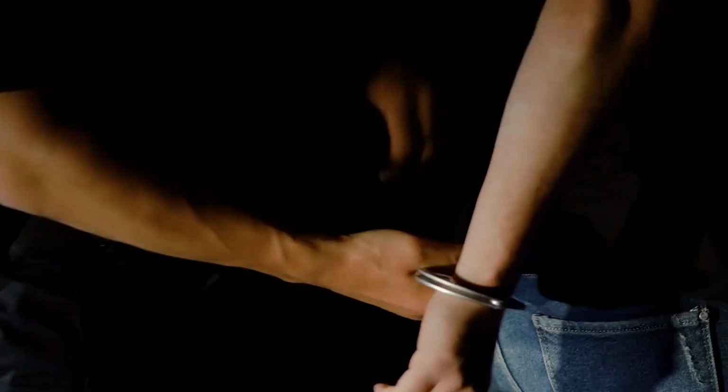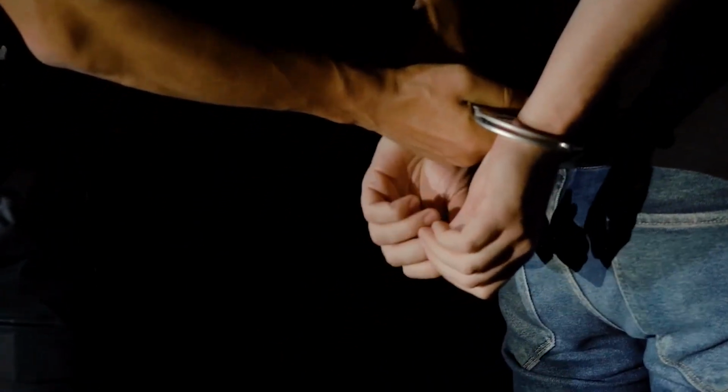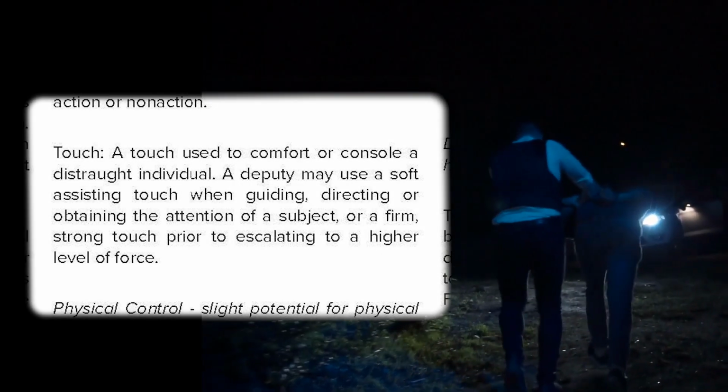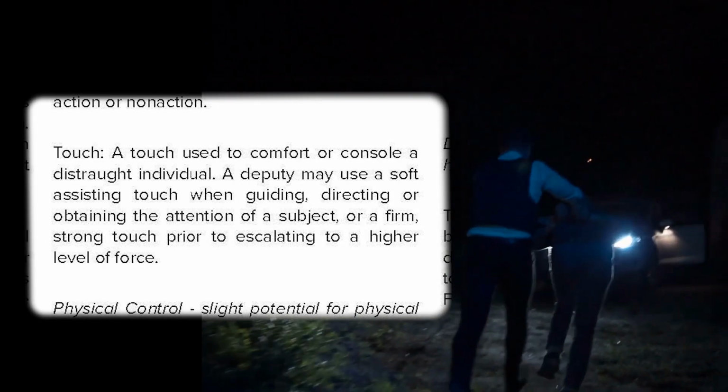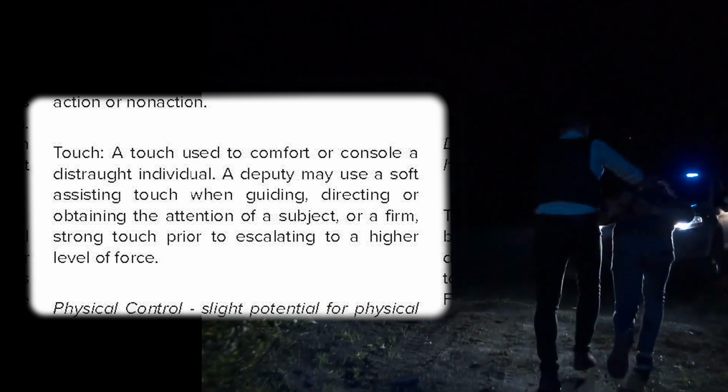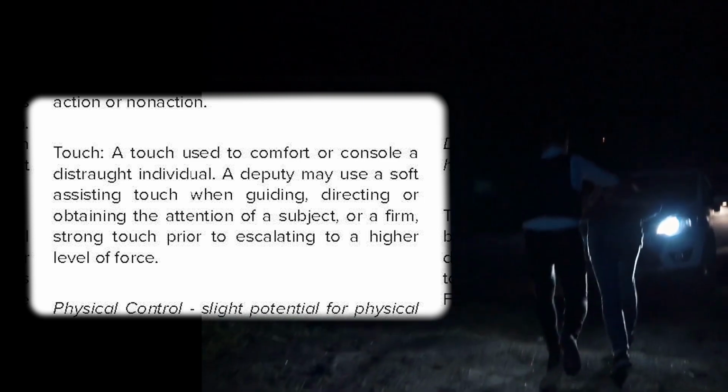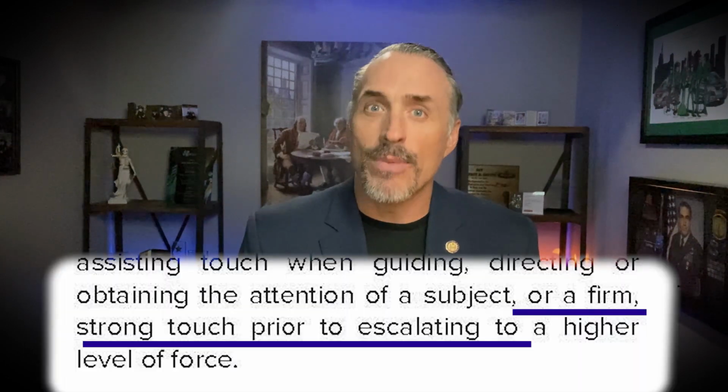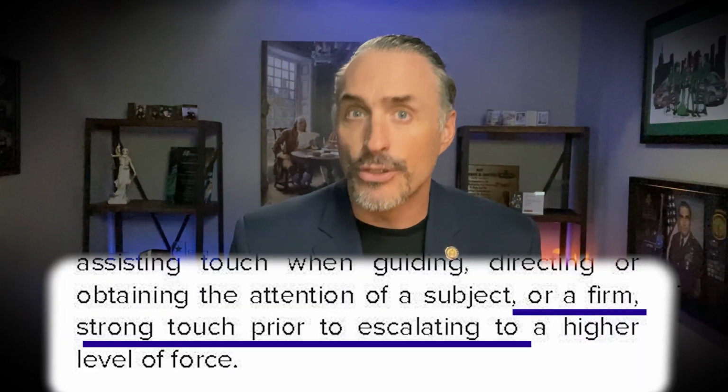Level 1 is all about command presence, engaging in communication and making sure that your demeanor is appropriate for the circumstances. At level 2, we introduce two different things. One, we can apply handcuffs, and two, we introduce the idea of a firm or strong touch. A deputy may use a soft assisting touch when guiding, directing, or obtaining the attention of a subject, or a firm, strong touch just prior to escalating to the next level of force. We'll talk about that in a minute.